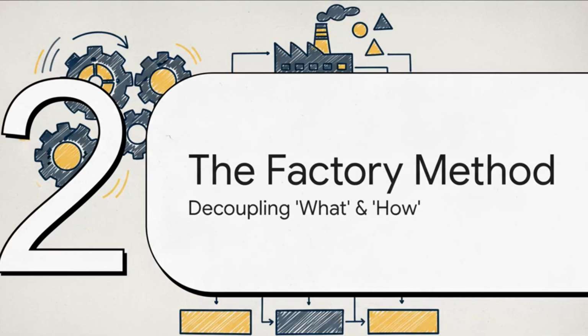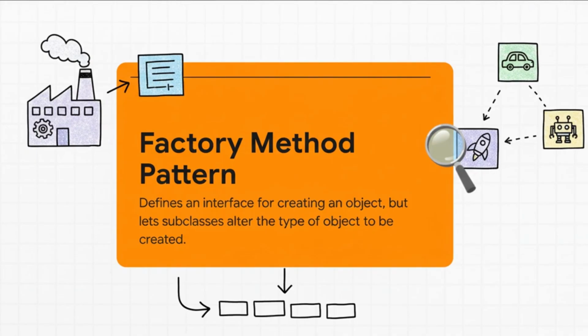So, how do we escape this mess? Well, this is where the factory method pattern comes in to save the day. The whole idea is actually beautifully simple. We're going to separate the request for an object, the what you want, from the actual process of creating it, the how it's made.